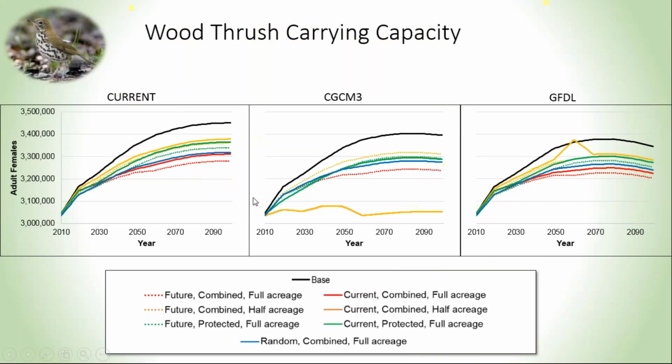So that's prairie warblers. Let's shift for just a second to wood thrush. Again, here's wood thrush carrying capacity or habitat. What we see is a different scenario. We see that conservation scenarios here all reduce carrying capacities of wood thrush. The black line is higher than the other lines, okay?